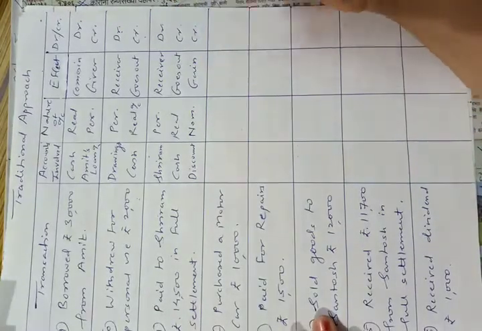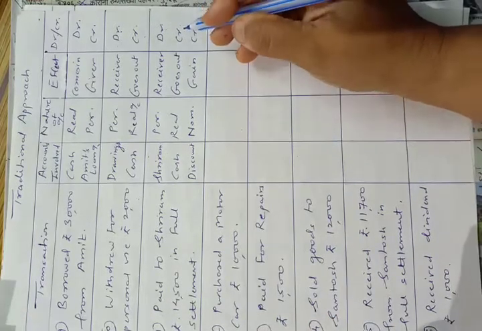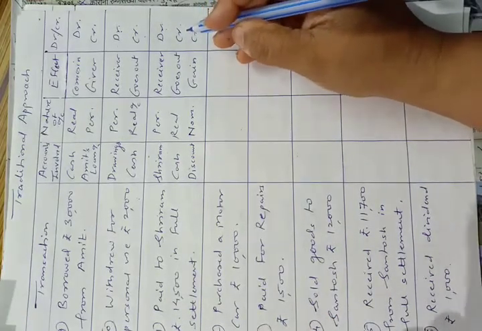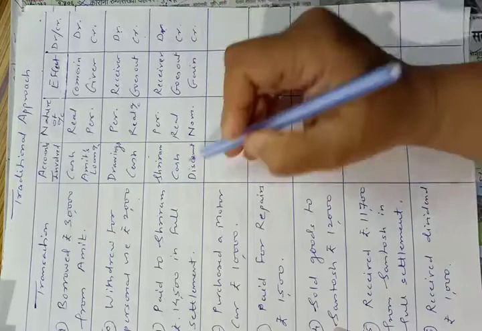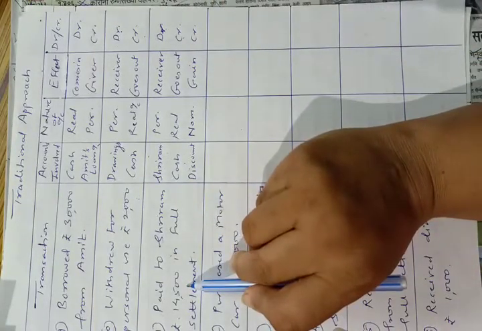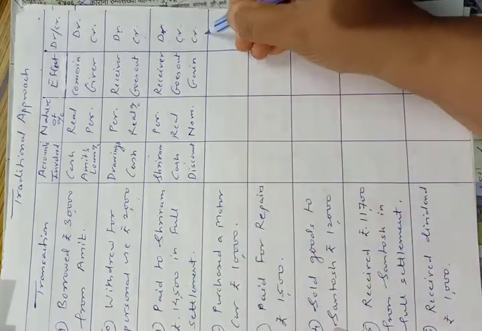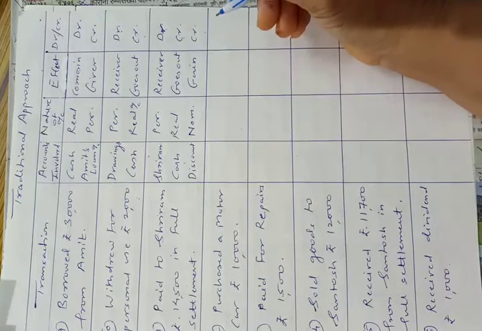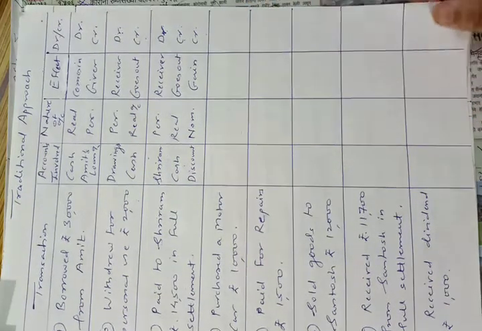So in this entry, Sriram's account will be debited by rupees 15,000 because we are settling Sriram's account of rupees 15,000. So Sriram's account will be debited by rupees 15,000. Cash account will be credited by rupees 14,500 as cash is going out, rupees 14,500, and discount account will be credited by rupees 500 as we are getting discount of rupees 500 from Sriram. Okay, this is our gain.